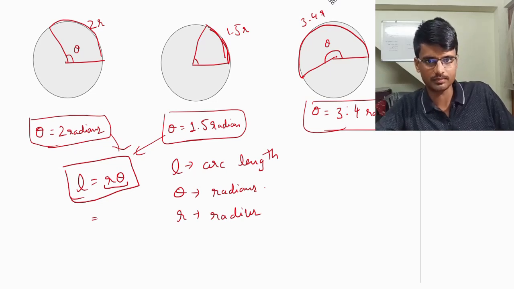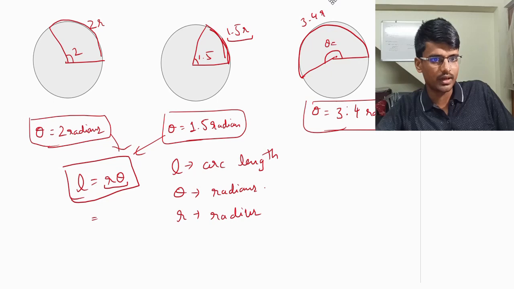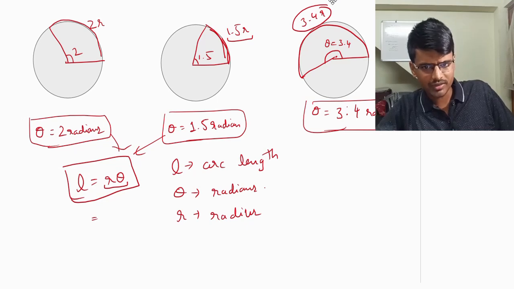Just observe here. The length of the arc is 2r, and the radian measure is also 2. Here 1.5r is the length of the arc, and the angle subtended is 1.5. Similarly here the radian measure is 3.4. So to get the arc length, what do we have to do? We just need to multiply that angle with r. That will give us the length of the arc. L is equal to r theta.